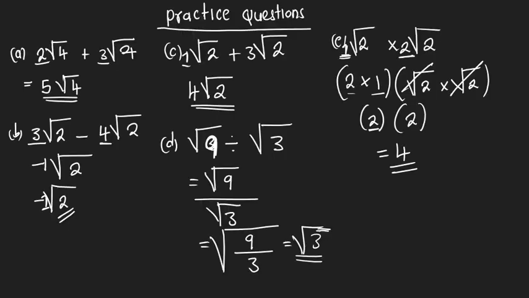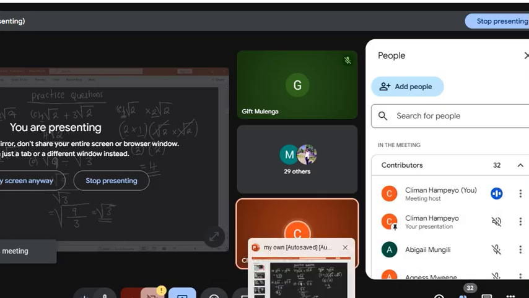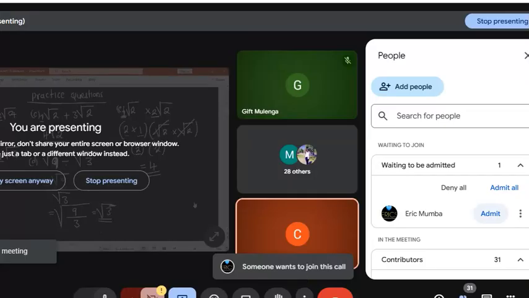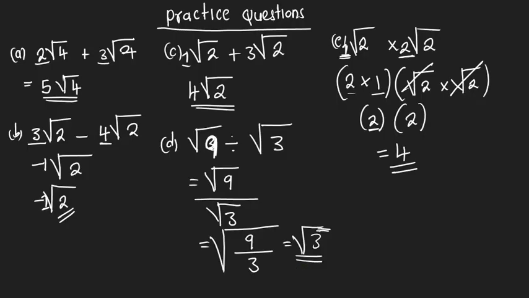I have a question first before you move on. On C, how did those 2 square roots cancel themselves? Remember what I mentioned about the product rule? Can someone tell us what the product rule is? Product rule when you're multiplying same bases. Can someone unmute themselves and just talk? What did I say about the product rule? You cancel the square root and maintain the same base.